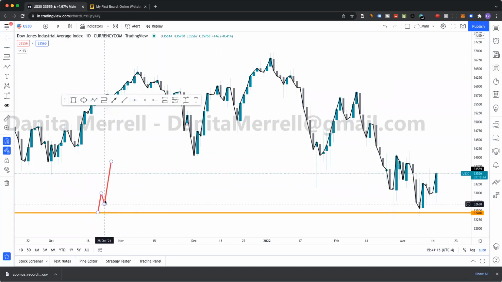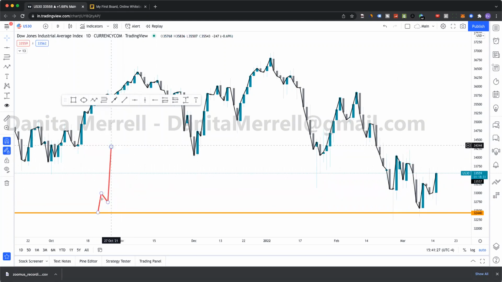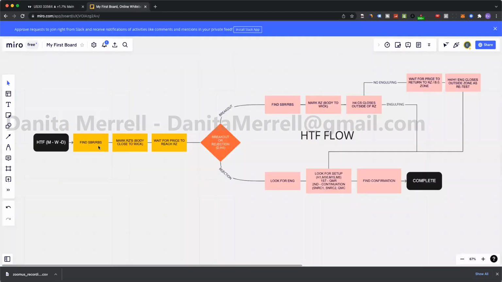If it didn't have this and it was just a straight line, it's not strong. It's just a support level. We need to have that break and retest like that. It doesn't need to retest, it just needs to have that break. That resistance becomes support at that level. This will make this strong. So once you find that, you have found your SBR and RBS.